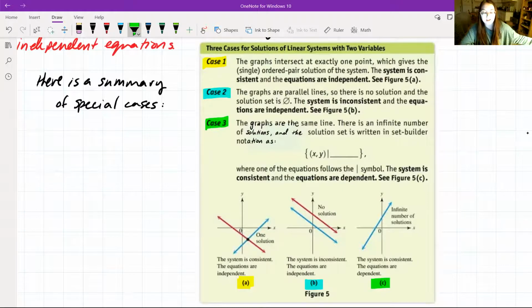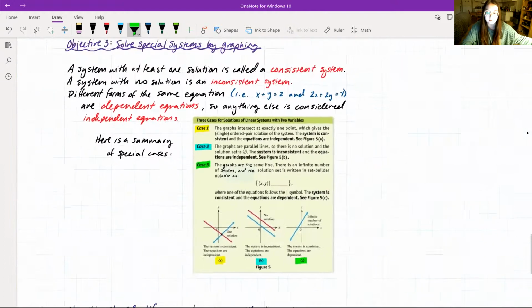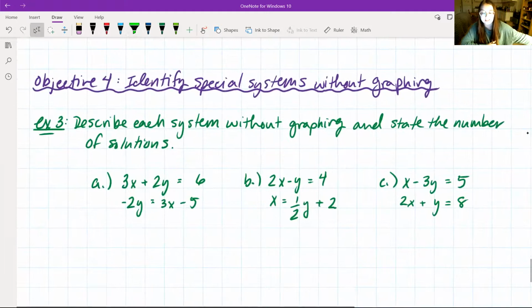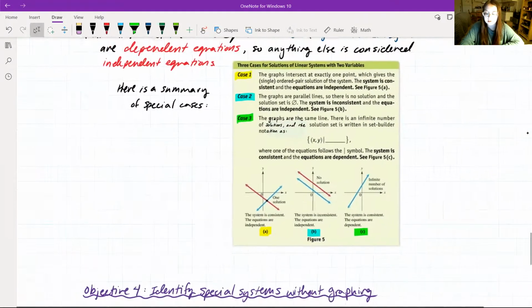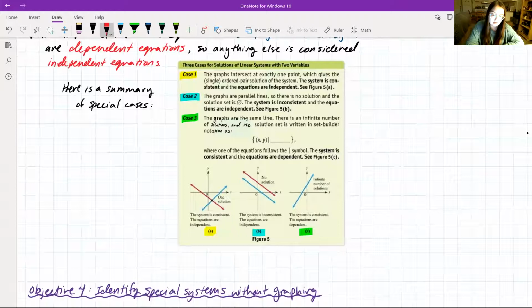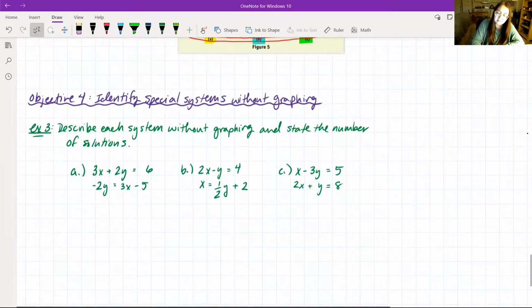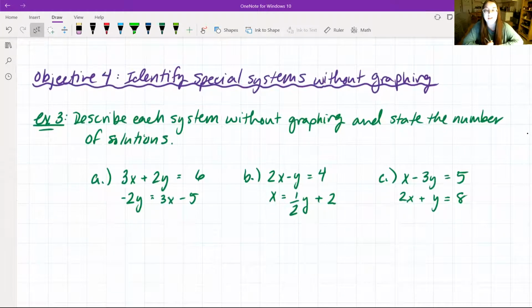Keeping that in mind for objective 4, we want to identify special systems without graphing. In the case that you were graphing special systems, these are just the main graphs that you want to look for when determining if something is a special system or not. You're looking for parallel lines and lines that overlap each other. But identifying special systems without graphing is going to be a little different.